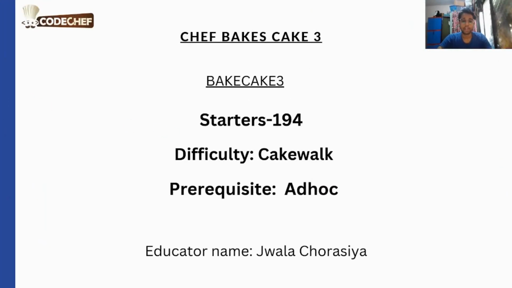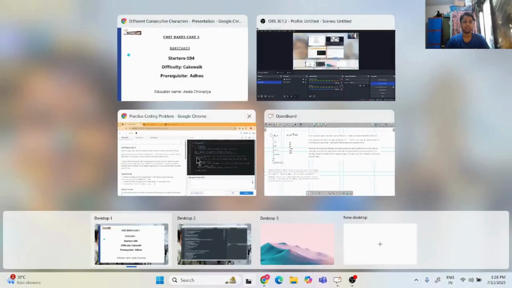Myself Jwala Chaurasia, and today we are going to solve the problem which came into Starters 194. The problem code is BAKECAKE3, and the name of the problem is Chef Bakes Cake 3. The difficulty rating of the problem is Cakewalk, and the prerequisite is ad hoc. Let's start with reading the problem statement over here.